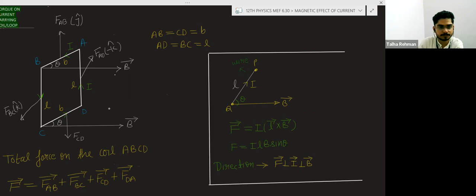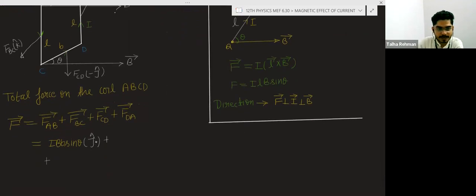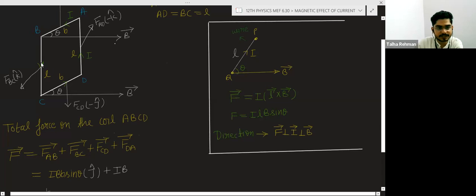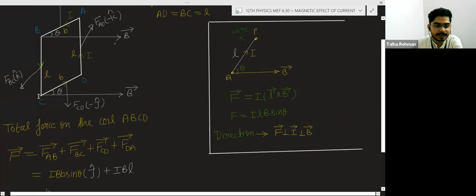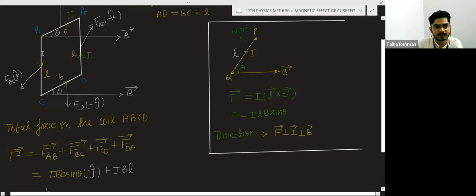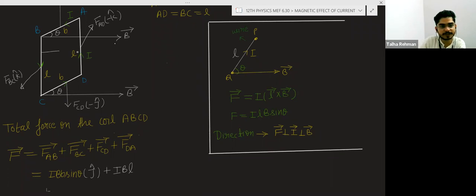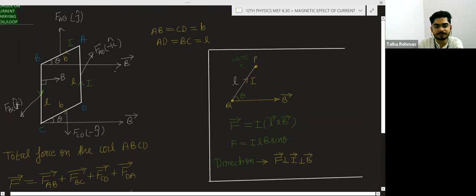CD minus G cap. Now you can write all these forces in vector form. F of BC will be I into the magnetic field, the length of wire BC is L, and sine theta. Here the magnetic field is perpendicular to the length of this wire, so sine theta will be sine 90. For the BC wire, the magnetic field will be perpendicular. So write sine 90, and multiply it with K cap.